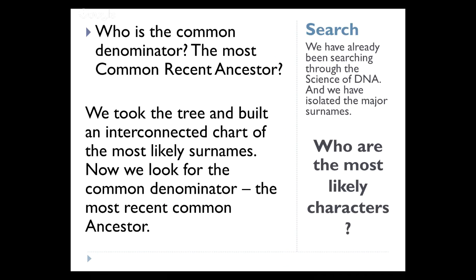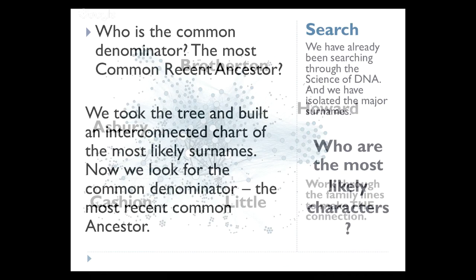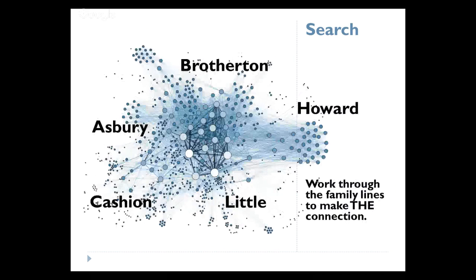So in that chart, in the information in the DNA search, who is the common denominator? Who's the most recent common ancestor? And we've already been searching through the science of DNA, and we have isolated the major surnames. But who are the most likely characters? So I took the tree and I built the interconnected chart of the most likely surnames. Now we look for the most common ancestor within those groups. And so here we have the surnames, and we start looking through each one of these family groups.